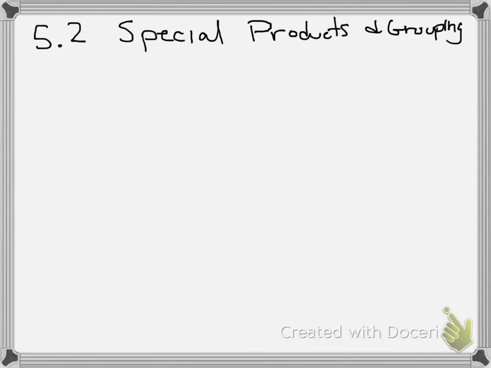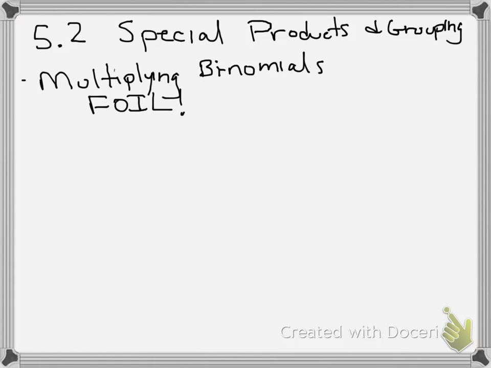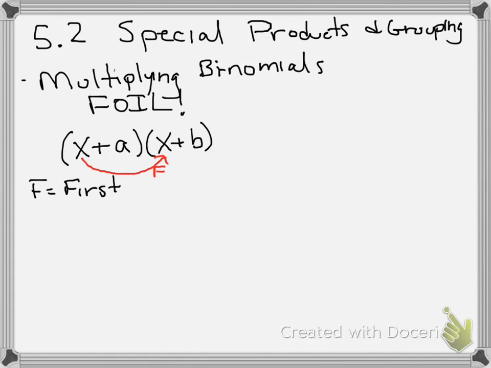Okay. Now we're going to look at things that are a little bit more complicated, and we're going to talk about FOIL. We're going to multiply polynomials and use the technique called FOIL. I'll show you what that means here in a second. But let's say we've got two binomials like this, where we've got x plus a times x plus b, something like that. Now, we saw this a little bit in chapter 4, but let's look a little bit more closely at how we multiply this.